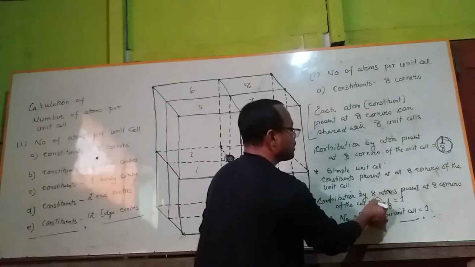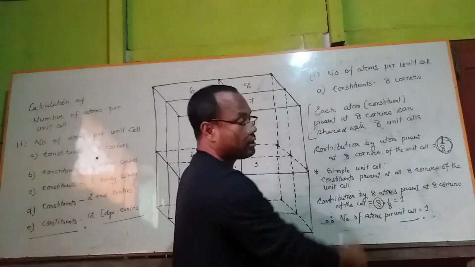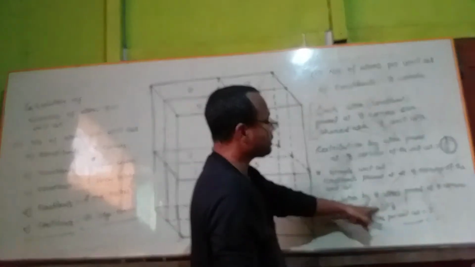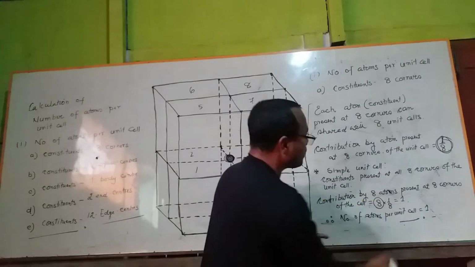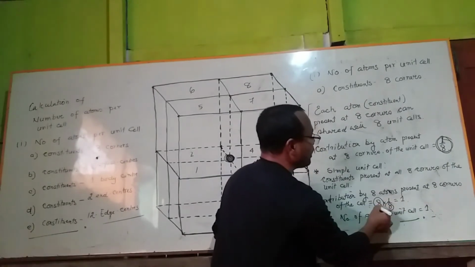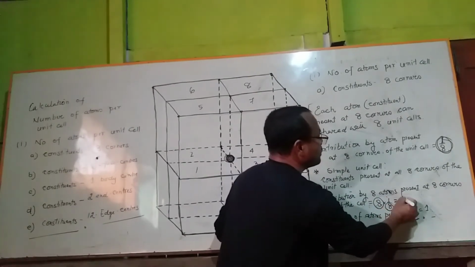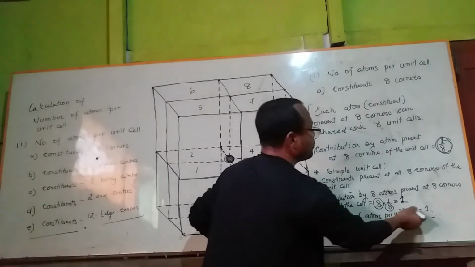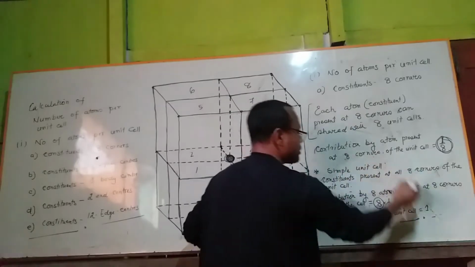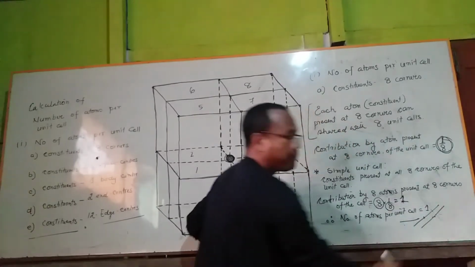So this is the number of atoms which I make a circle. This is the number of atoms present at the corner, and one of the atoms present at the corner can be shared with 8 unit cells. So 8 into 1 by 8 is equal to 1. This is the number of atoms per unit cell in the simple unit cell. So you remember this, okay?